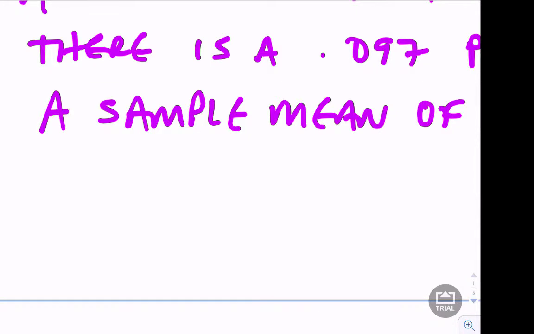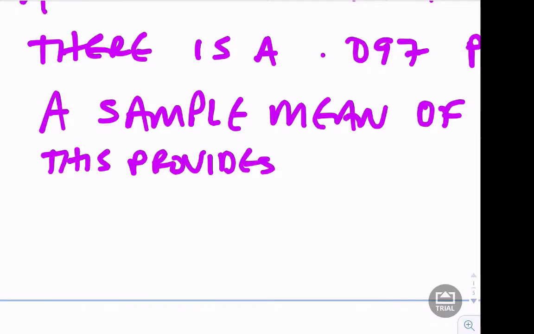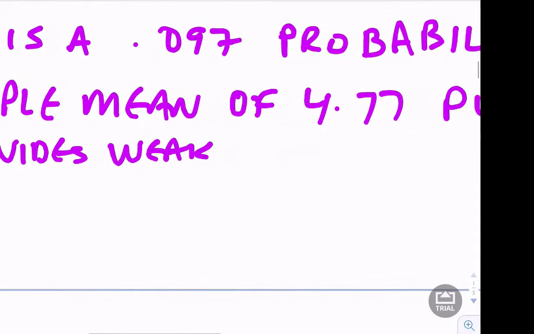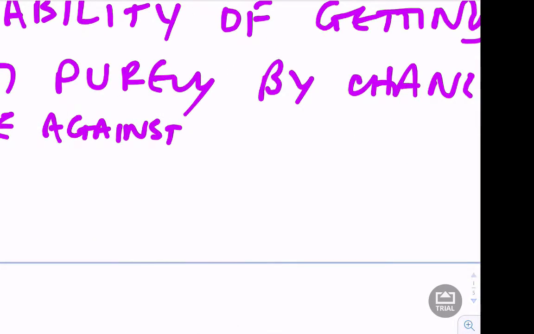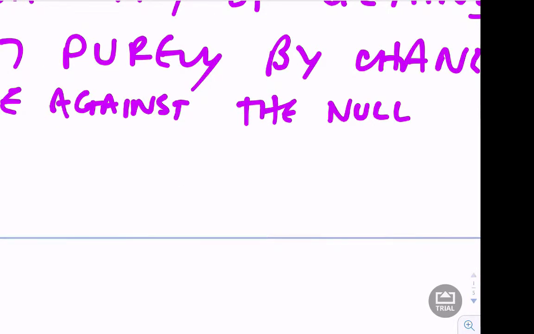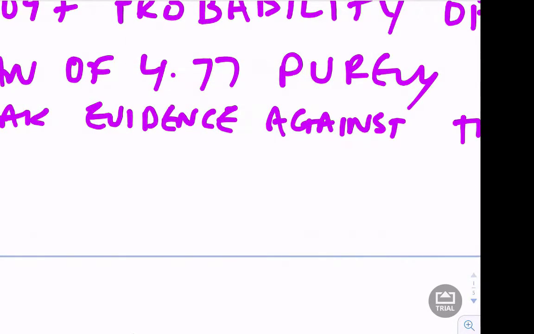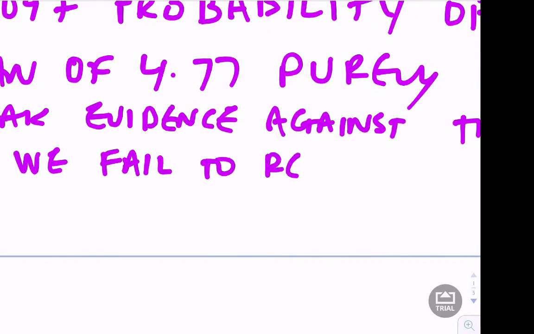So this provides weak evidence against the null. So that's weak evidence against the null because it's above our alpha level. We don't have enough evidence to say, maybe we should investigate that. And we fail to reject the null.